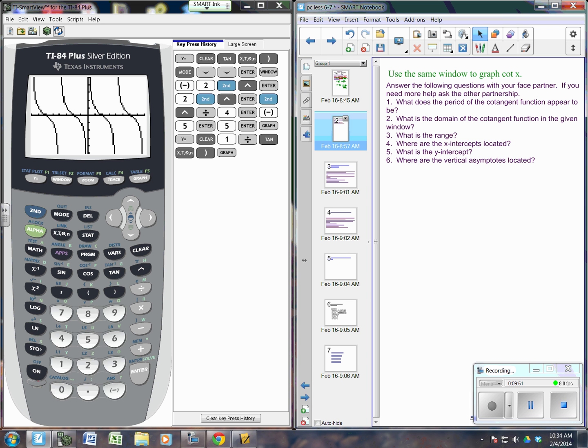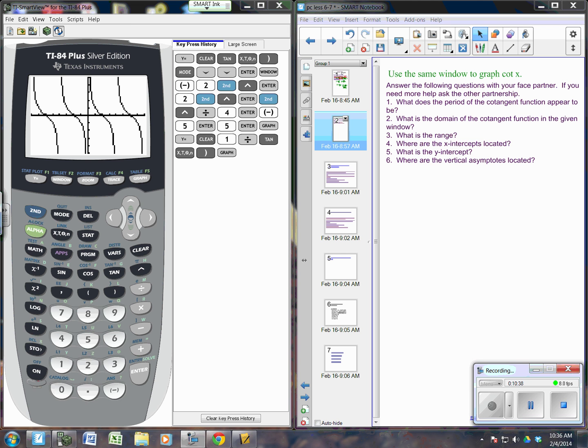Question number 2. What is the domain of the cotangent function in the given window? Well, to determine domain, we really have to answer question 6 first. Right? On number 1, it says the period. Wouldn't it not actually be pi because it never actually touches that? No, the period is how much space it takes to do one cycle. It doesn't actually touch it, so technically it's slightly under, yeah. But one cycle takes place between 0 and pi, so they call it pi. Okay, I understand what you're saying. Okay, so to answer question 2, we need to really answer question 6 first.